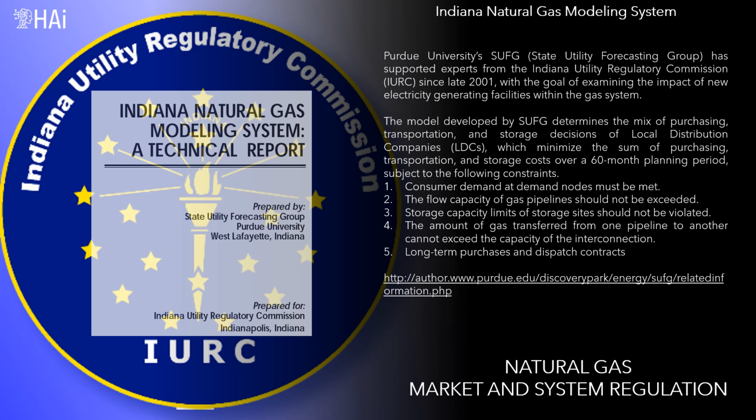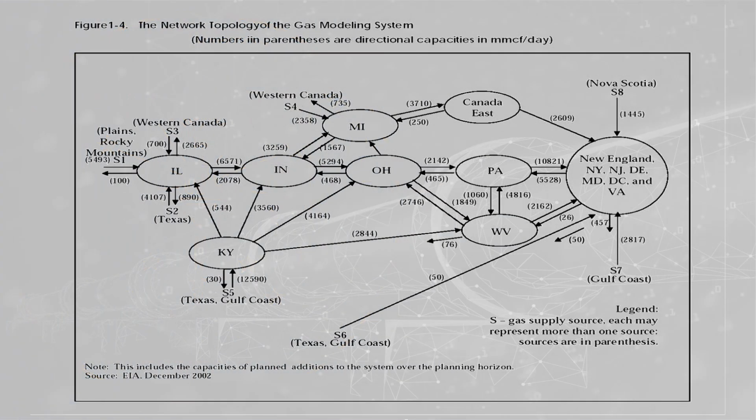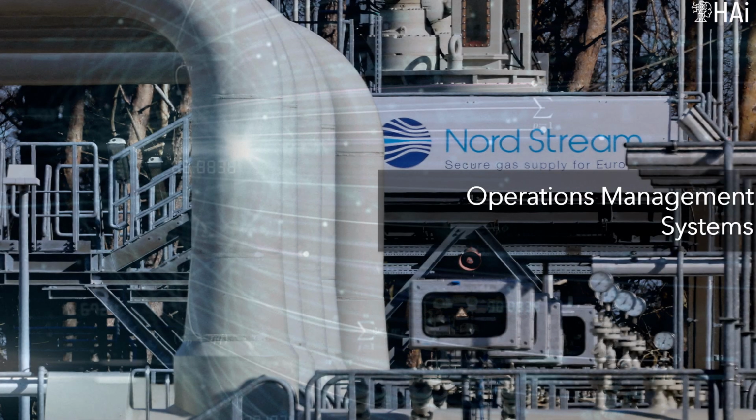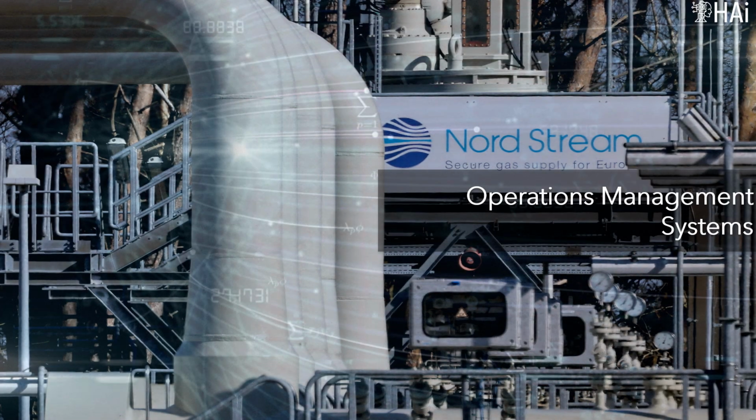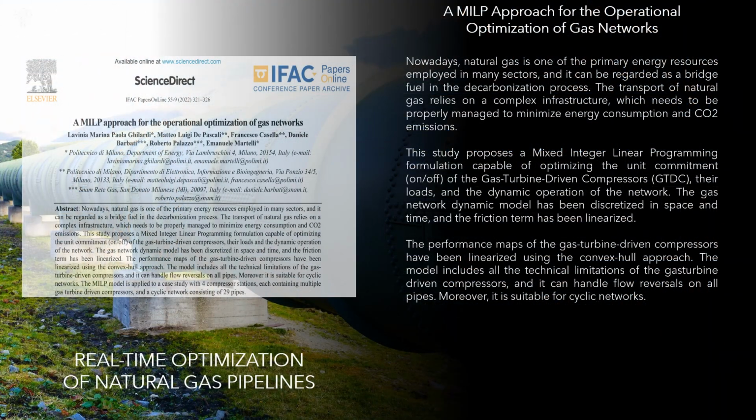Consumer demand at demand nodes must be met. The flow capacity of gas pipelines should not be exceeded. Storage capacity limits of storage sites should not be violated. The amount of gas transferred from one pipeline to another cannot exceed the capacity of the interconnection, and long-term purchases and dispatch contracts. The image presents the network topology of the gas modeling system. Oil and gas pipelines nominations and bilateral contracts. Real-time optimization of natural gas pipelines.